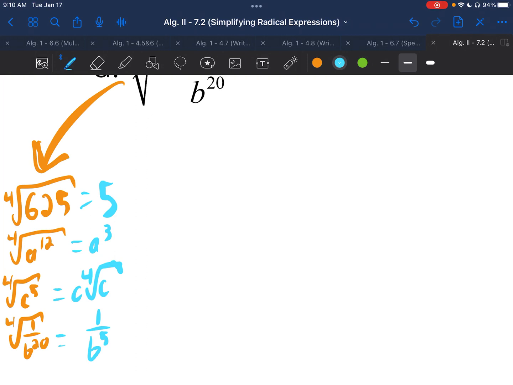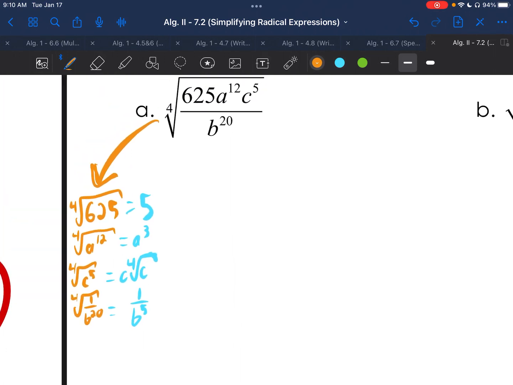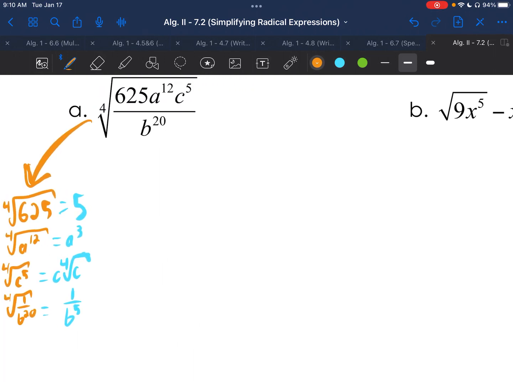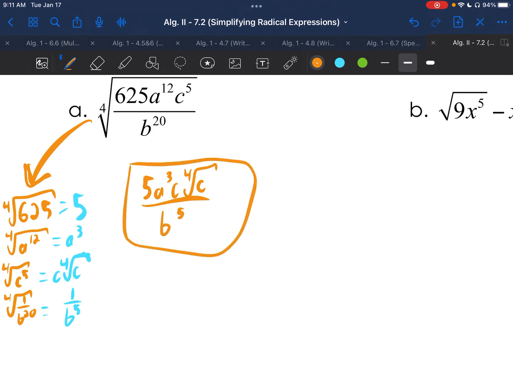And now we can take all those individual pieces and put them together in the problem. And just like before, it's all multiplying together except for the b to the fifth, which was on the bottom. So you have 5a cubed c, and then you have the fourth root of that one remainder c over b to the fifth. So the best way to approach these problems is just to take them piece by piece, deal with the number, and then deal with the variables one at a time.